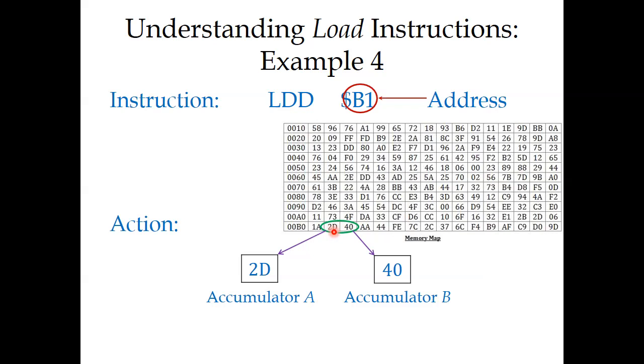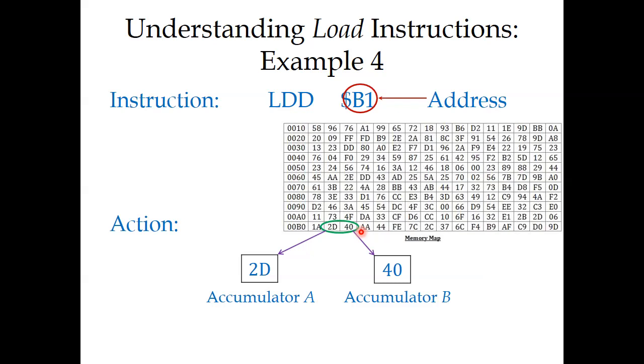This is my B1. Now, since you need 2 bytes this time, because you are loading for D, we automatically take the next byte. So we start from B1, okay? And then we take the B1 and the next byte, which is B2. So basically, we take 2D, 40, both bytes, because we need 2 bytes from the memory map.